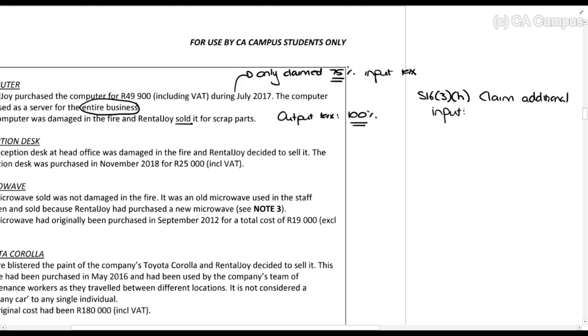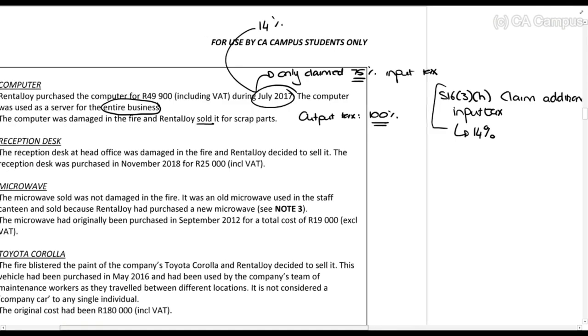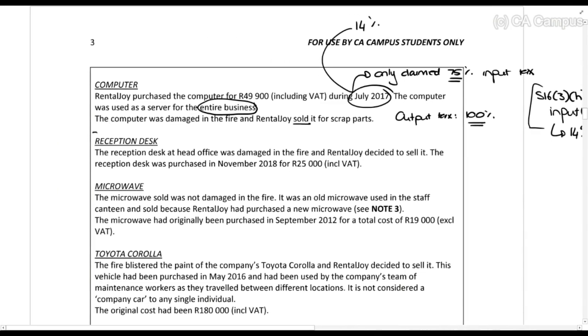But now, what is important to you is that it was purchased in July 2017 when the VAT rate was 14%. So this must be at 14%. So just remember that. Then we have the reception desk.